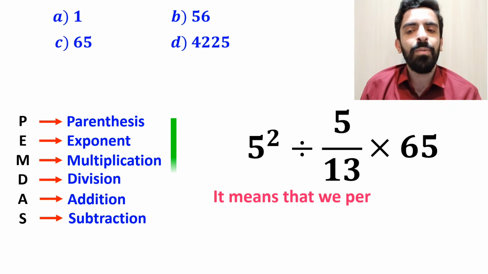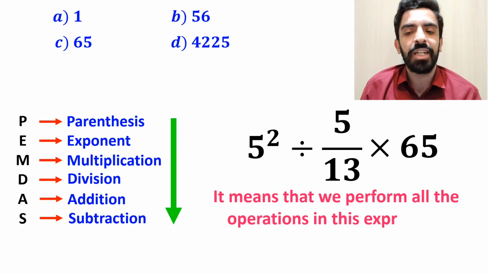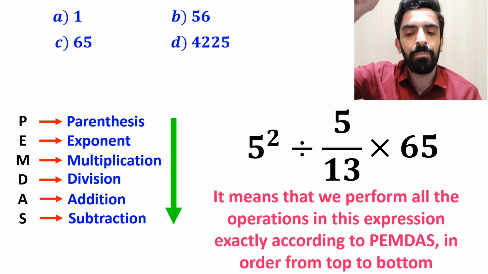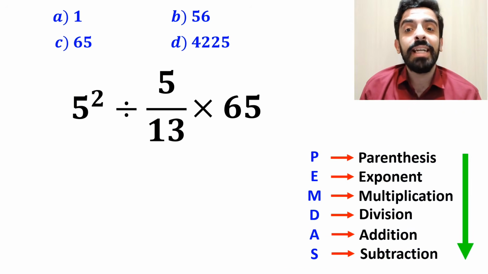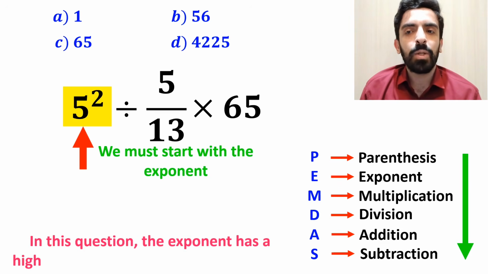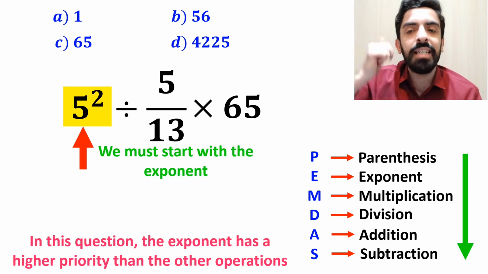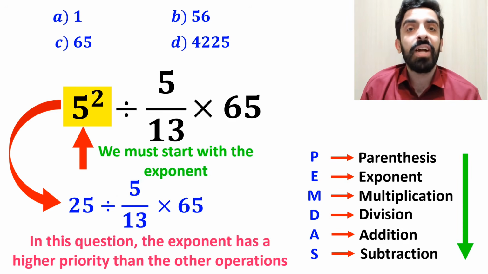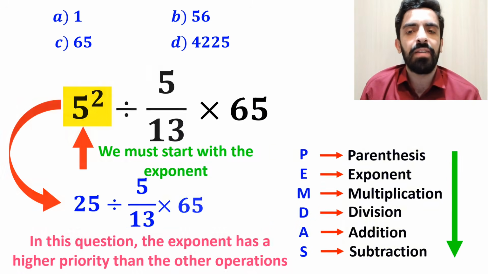It means that we have to perform all the operations in this expression exactly according to the PEMDAS rule in order from top to bottom. Okay, first we must start with the exponent, because in this expression, exponent has a higher priority than the other operations. So, instead of this expression, we can write 25 divided by 5 over 13 multiplied by 65.